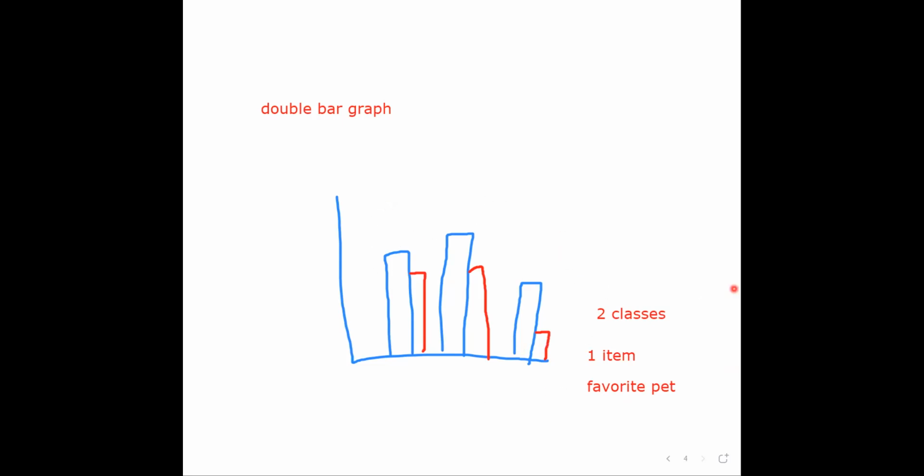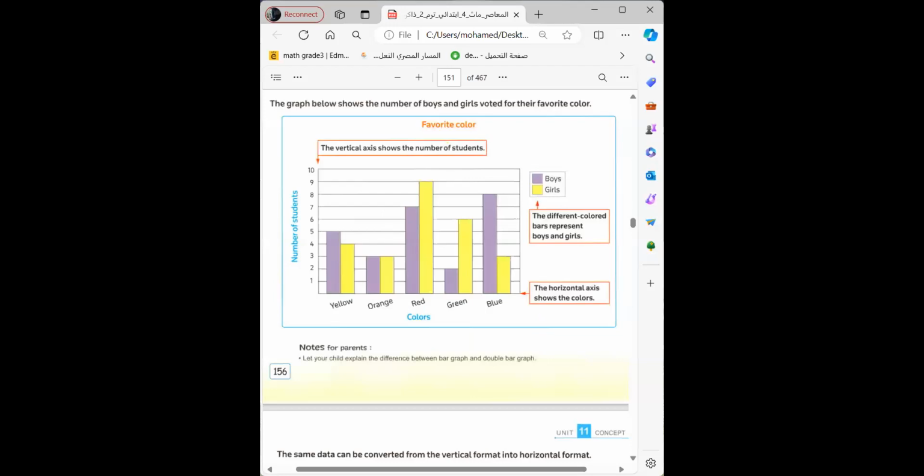Natalia, can you show us how that double bar graph looks like? Of course. Look at this example here. You can find that I'm asking about the favorite color. For boys, look, I have a key here. In this bar graph, I need a key. That key tells me what these colors are for. The boys will take the purple color, but the girls will take the yellow color.